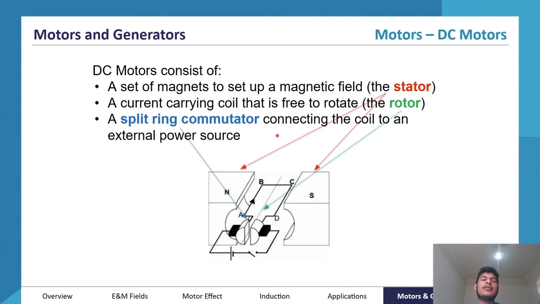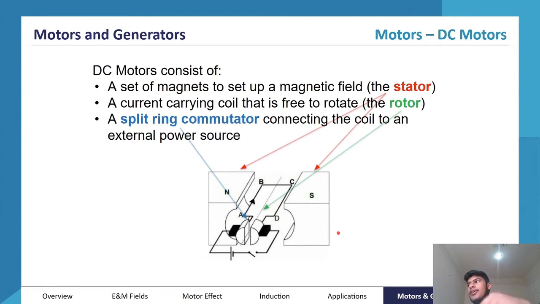The key thing here is looking at the split ring commutator. That's the part that many students get confused with. What the split ring commutator does is that it connects the coil to an external power source, and it changes the direction of the current every 180 degrees. So if we spin this around 180 degrees, the split ring commutator makes sure that the current stays in the same direction.